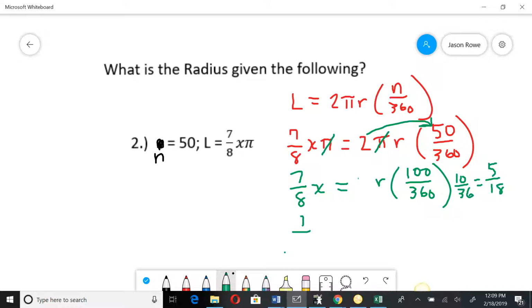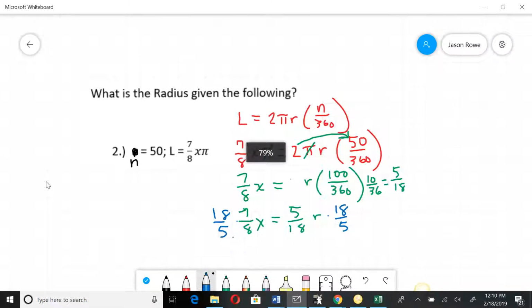So I've got 7/8 x equals 5 over 18 r. So now my only option here is to cancel out the 5/18. I do that by multiplying by a reciprocal. The reciprocal of 5/18 is 18 over 5. I will do that on each side.